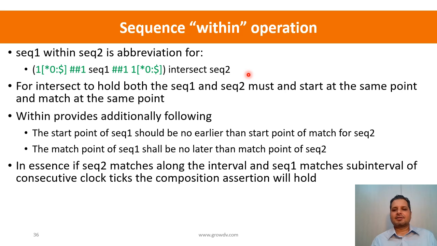So in either case, it won't be within sequence 2, so the property will not hold good. So in essence, sequence 1 matches along a sub-interval of the interval of sequence 2, right? And on consecutive clock cycles, whatever sequence 1 we have defined, it has to match during a sub-interval of your sequence 2, then the composition will hold. Let's look at an example.